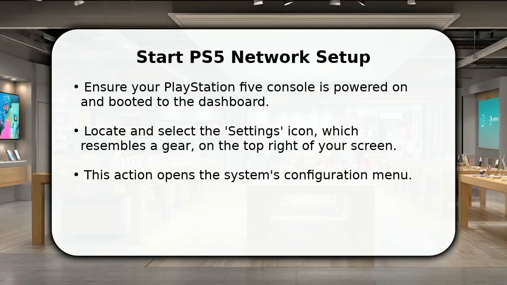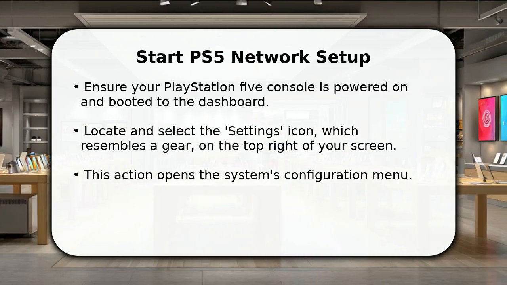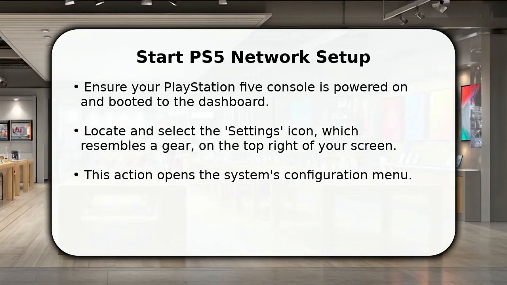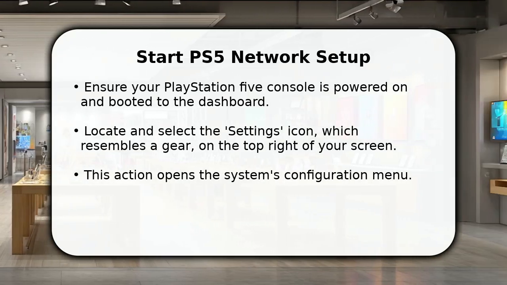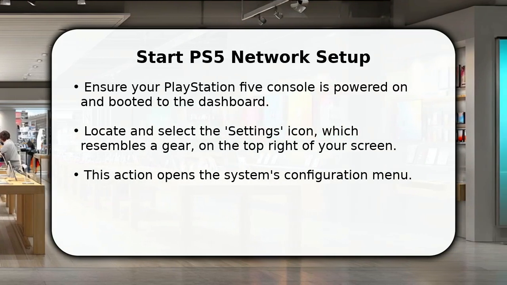Locate the settings icon, usually a gear symbol in the top right corner of your screen, and select it with your controller. This step opens the System Settings menu, where you will find all the configuration options for your PlayStation 5, allowing you to customize its performance.